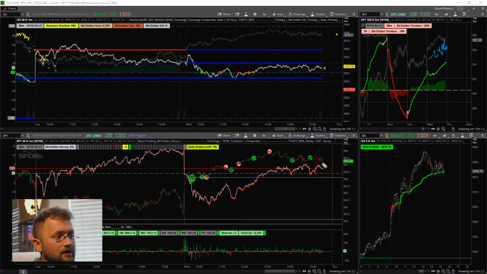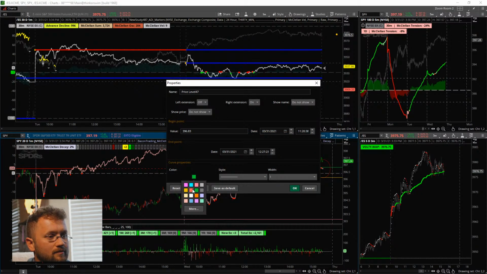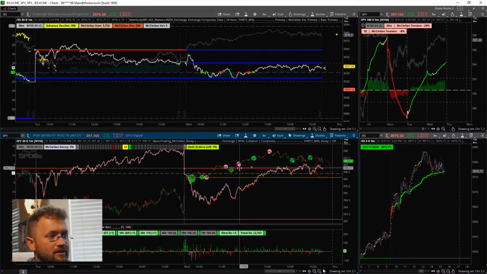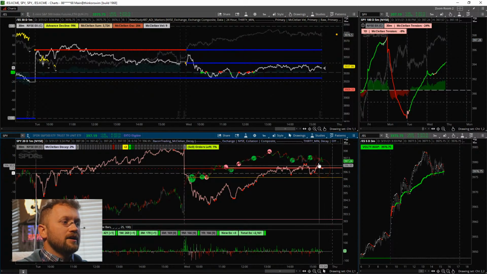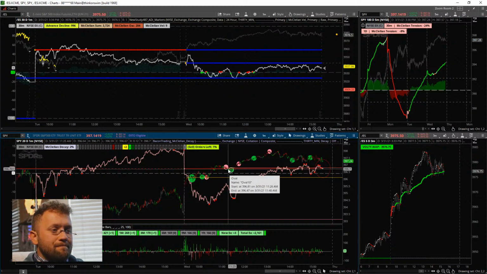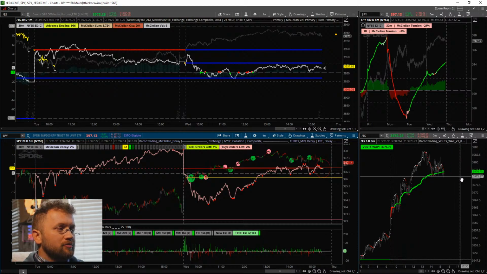So an algo down to here, I'm going to mark this. Okay, and I'll go down to this level. Stops right about here, it's under that line. I don't think it's going to challenge the bullish supremacy here. So it will shake out a lot of weak hands.